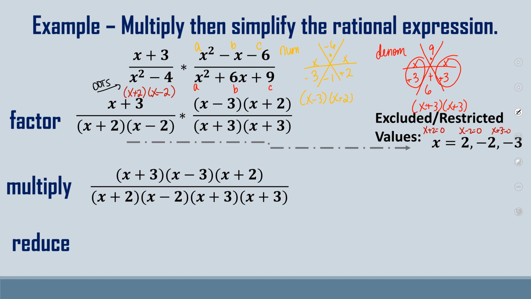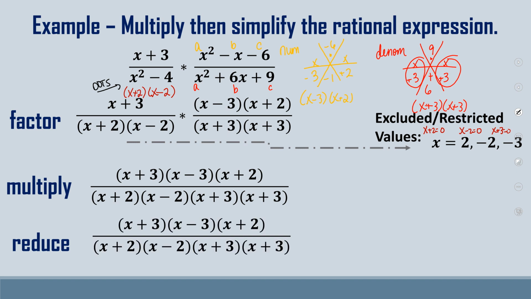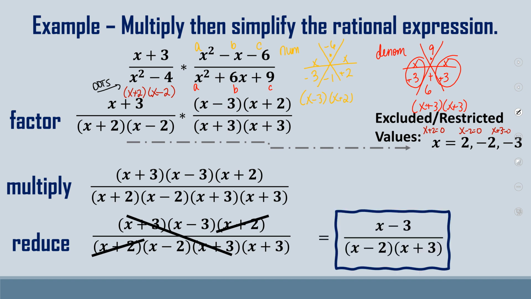Okay, I see x plus 3 is a common factor. I've got 1 in the numerator and 2 in the denominator, but I can only reduce 1. And then I also have the x plus 2 in both numerator and denominator, so that's reduced. And then nothing else can be done, so I have an x minus 3 in the numerator, and both quantities multiplied, x minus 2 and x plus 3 in the denominator. This is our final answer. Whew, that was a lot of work for that one.